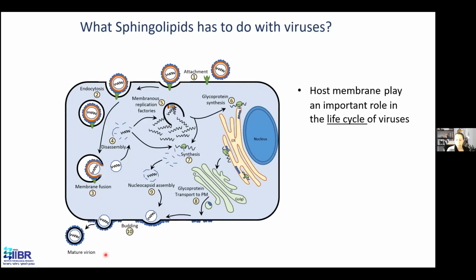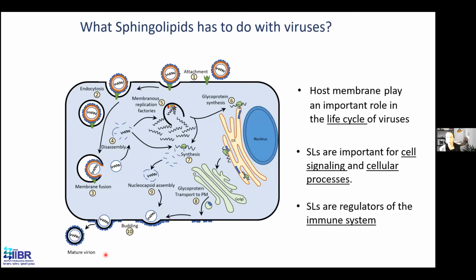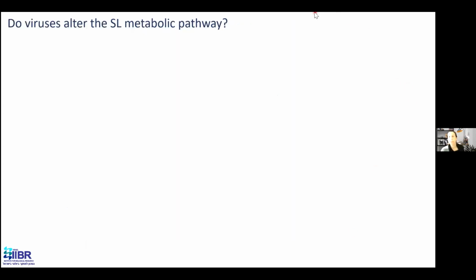Besides the role in the life cycle of the virus, sphingolipid has an important role in other biological processes which are very relevant to viral diseases: cell signaling, cellular processes such as apoptosis, and a very important thing, the immune system. The immune system is one of the crucial host defense mechanisms and plays a very significant role in the outcome of infectious disease. So the first question I asked when I started was: if sphingolipids are so important for viruses, can viruses influence this pathway or the sphingolipid level upon infection?